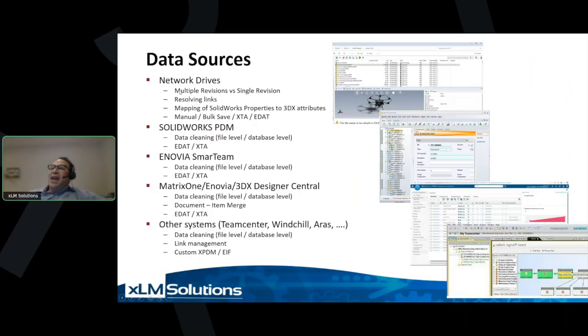In any case, if you have your properties in your SOLIDWORKS file, and again, you want them on the configuration tab, you can either do a manual save or a bulk save to the platform to load that data in, and it's very straightforward. For more complex cases, you can use other technologies like Transition Assistant and EDAT, but if you have data on network drives, usually the case is using the manual or bulk save options.